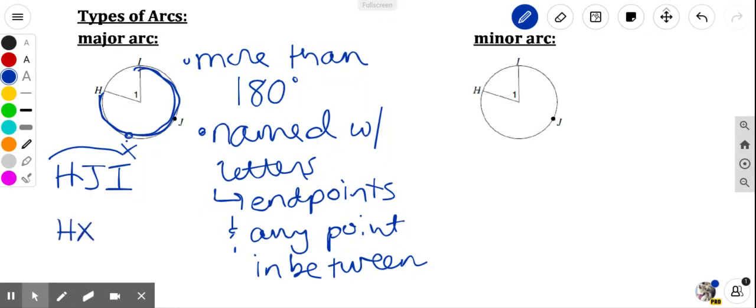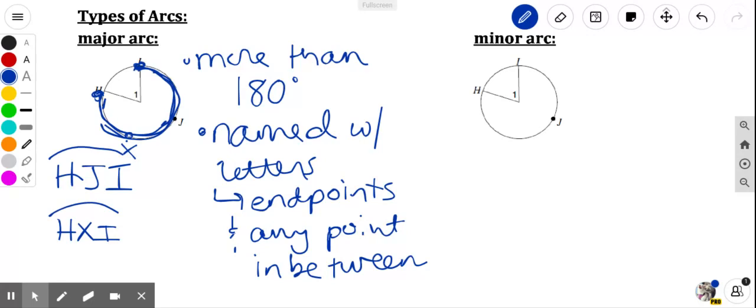You wouldn't ever want to do something like HXJI, only 3 letters. So the beginning, something in between, and then the end. I could also start with I and do IJH or IXH. That would work too.